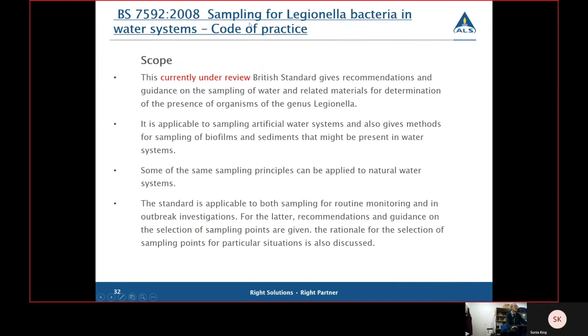Right, going on to the BS one, sampling for Legionella code of practice. This is currently under review. It's applicable to sampling artificial water systems and also gives methods for sampling of biofilms and sediments that might be present. Some of the same sampling principles can be applied to natural water systems. The standard is applicable to both sampling for routine monitoring and in outbreak investigations. So I'll let you read that.